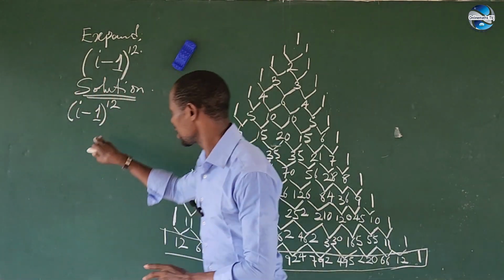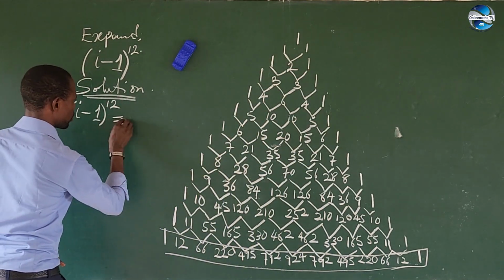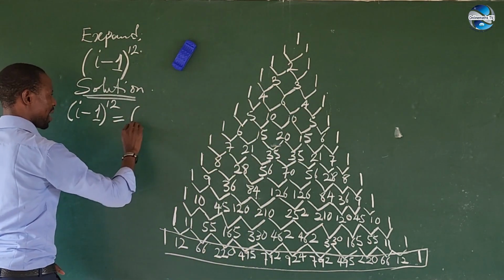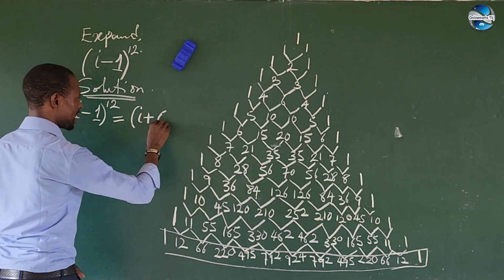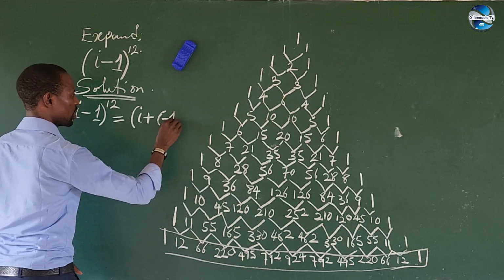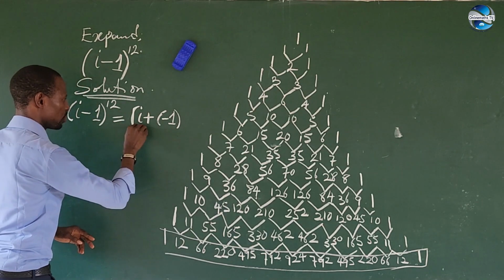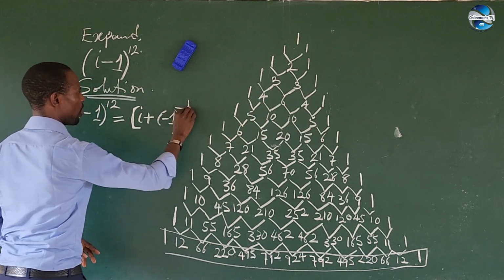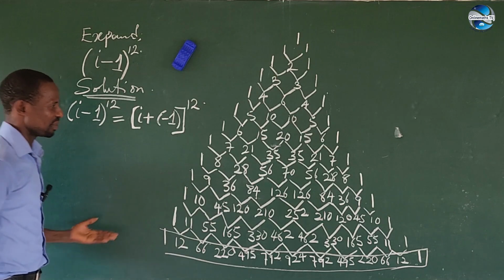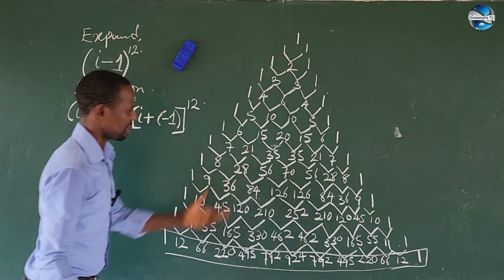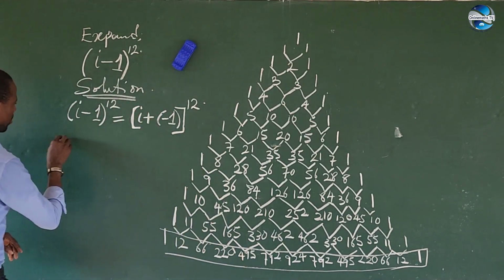We are going to rewrite this expression first to bring in a plus sign. So this will also be written as [i + (-1)] in square brackets, because we already have a bracket in here, all to the power of 12. So how do we expand this now? Very easy. Let's erase this part of our Pascal's triangle so that we have enough space.